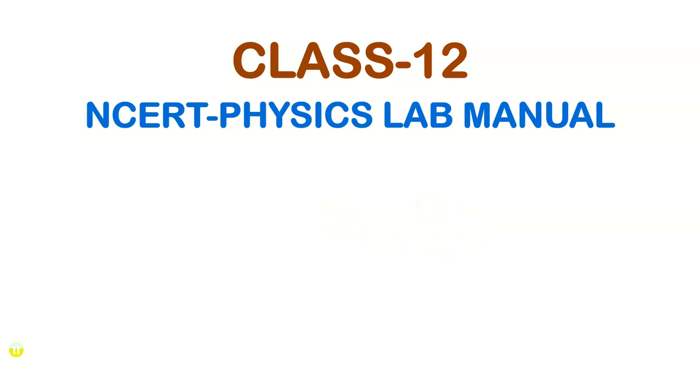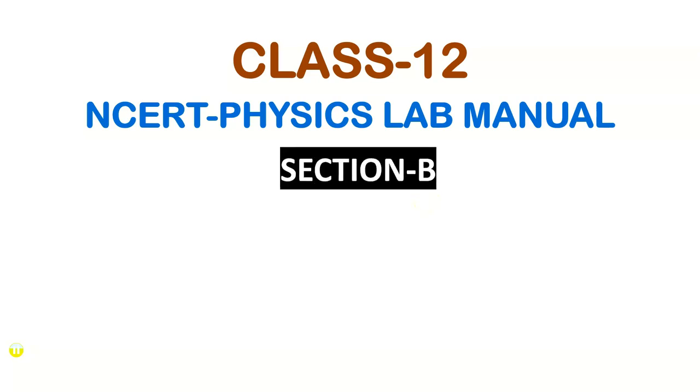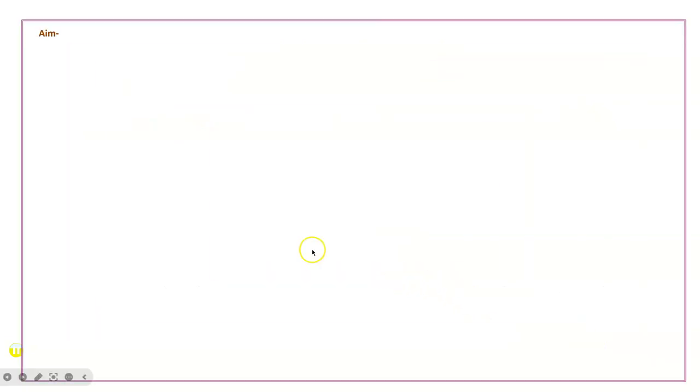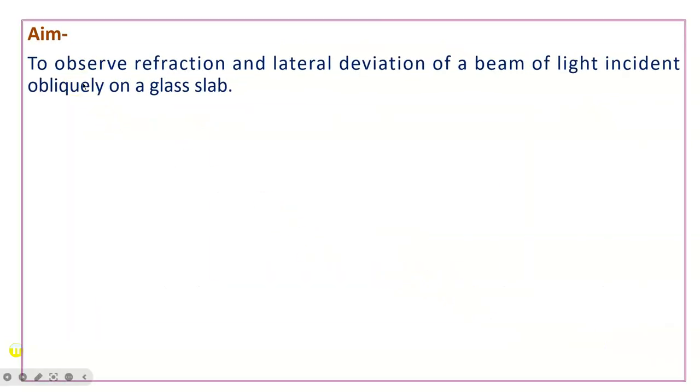Class 12th NCERT CBSE Physics Lab Manual, Activity Section B. Activity number 2. To observe refraction and lateral deviation of a beam of light incident obliquely on a glass slab. This is the aim: to observe refraction and lateral deviation of a beam of light incident obliquely on a glass slab.